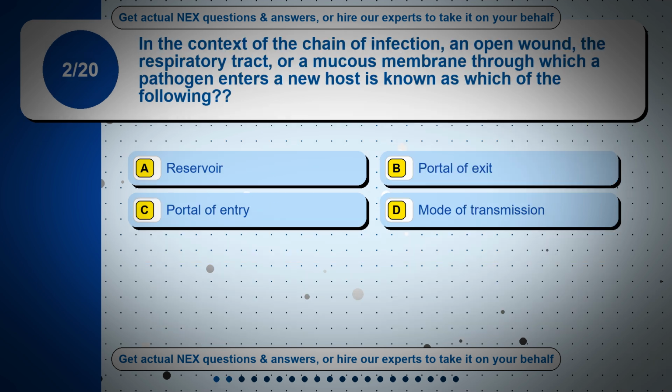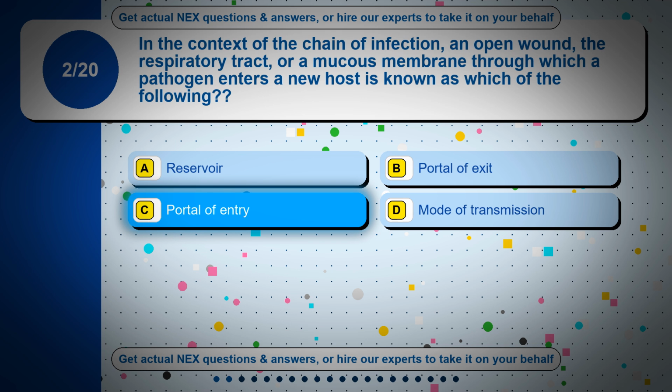Question 2. In the context of the chain of infection, an open wound, the respiratory tract, or a mucous membrane through which a pathogen enters a new host is known as which of the following? Option A. Reservoir. Option B. Portal of exit. Option C. Portal of entry. Option D. Mode of transmission. The correct answer is option C.